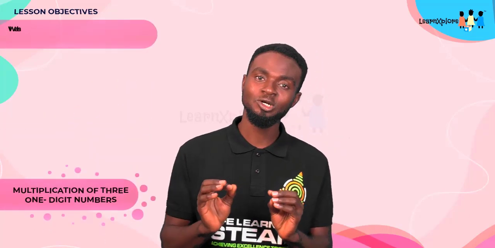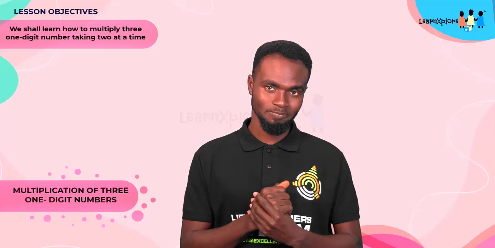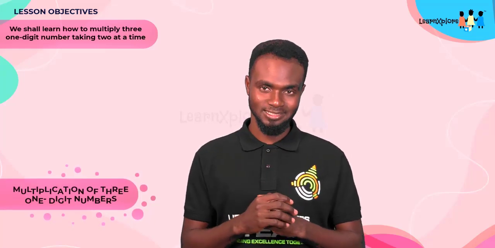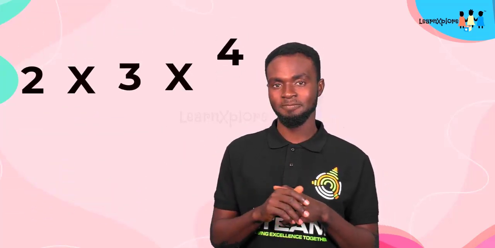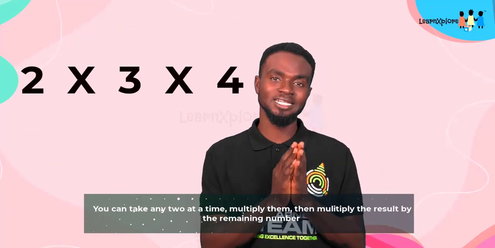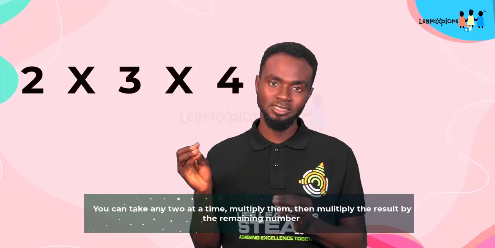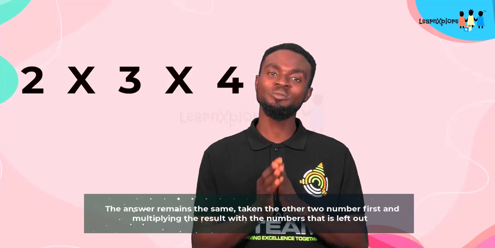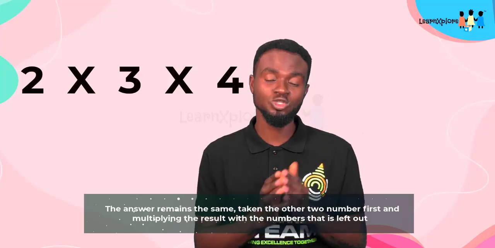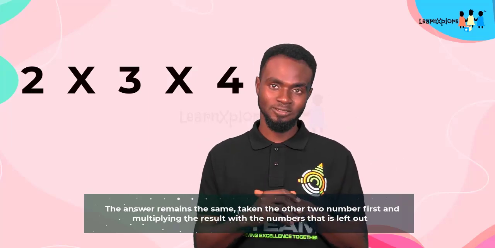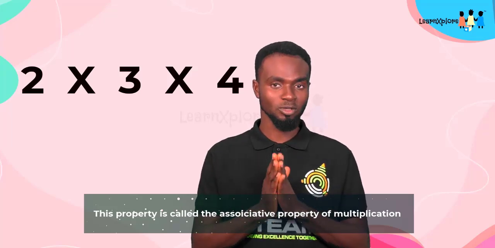In this lesson, we'll be learning how to multiply 3 one-digit numbers, taking 2 at a time. Like I said, when you have 3 numbers, you could take any 2 at a time, multiply them, then multiply the result by the remaining number. The answer will be the same as taking the other 2 first, then multiplying the result with the one that is left out. This property is called the associative property of multiplication.